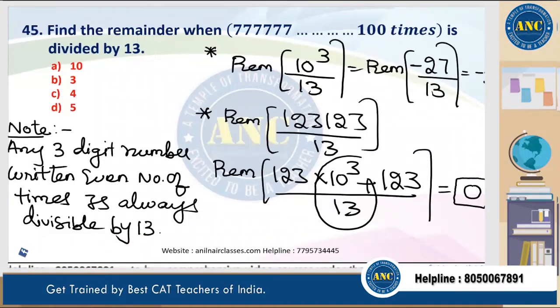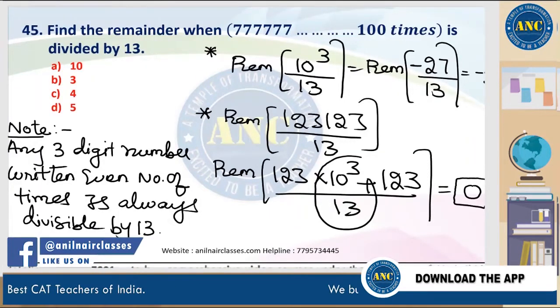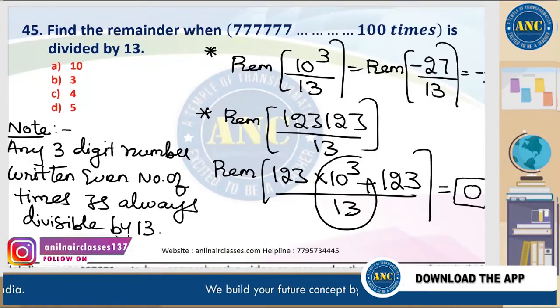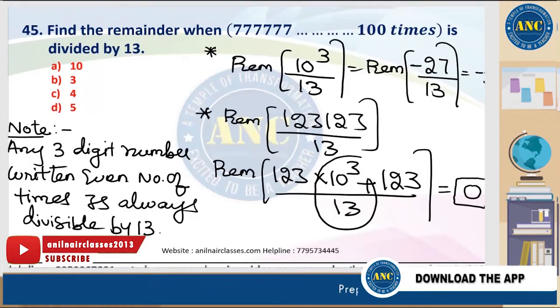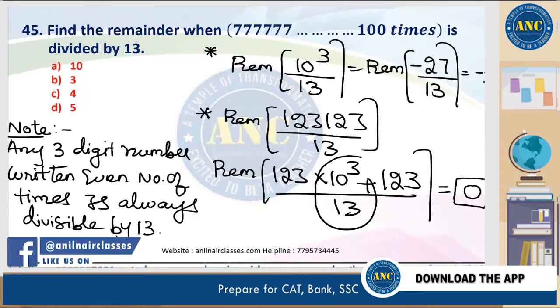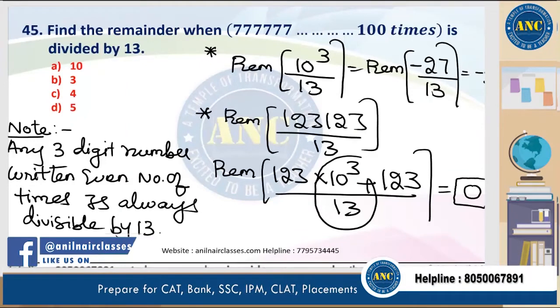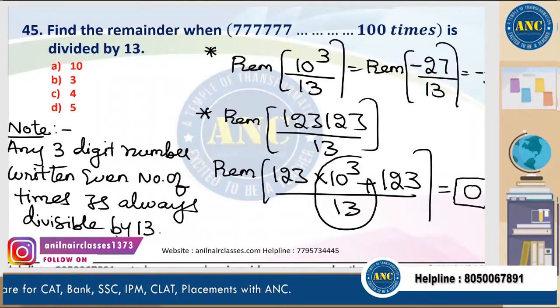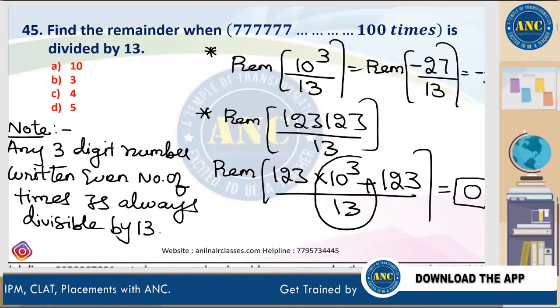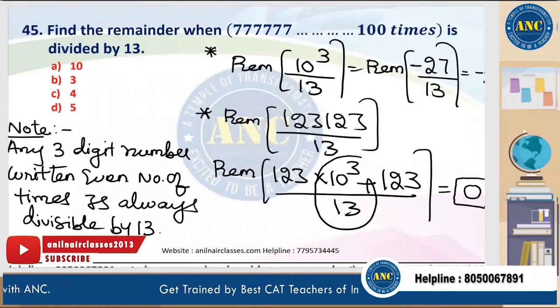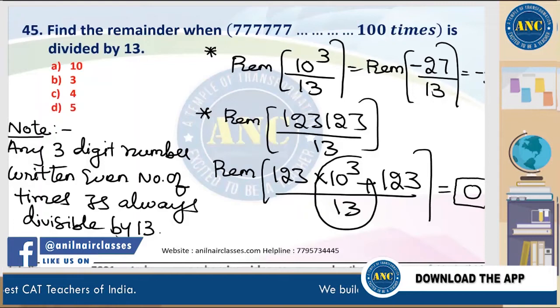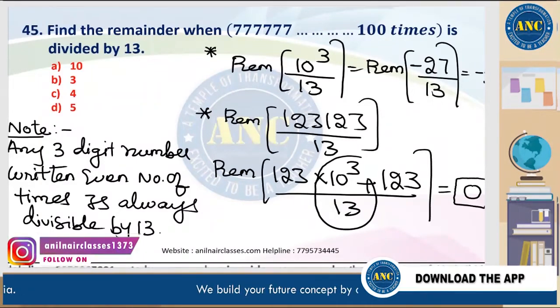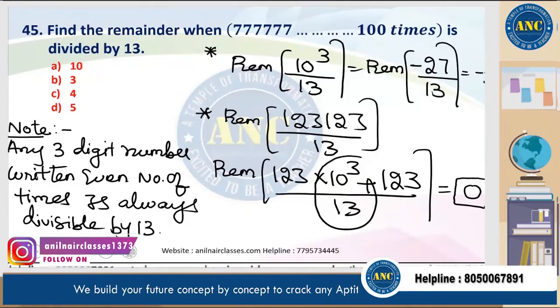Why is it divisible by 13? Because 10 power 3 divided by 13 is minus 27 divided by 13, which is minus 1. So 123123 divided by 13 will be 123 into 10 cube plus 123 divided by 13. 10 cube divided by 13 is minus 1, and minus 123 plus 123 will be 0. Any 3-digit number written even number of times is always divisible by 13. I hope it is clear, right?